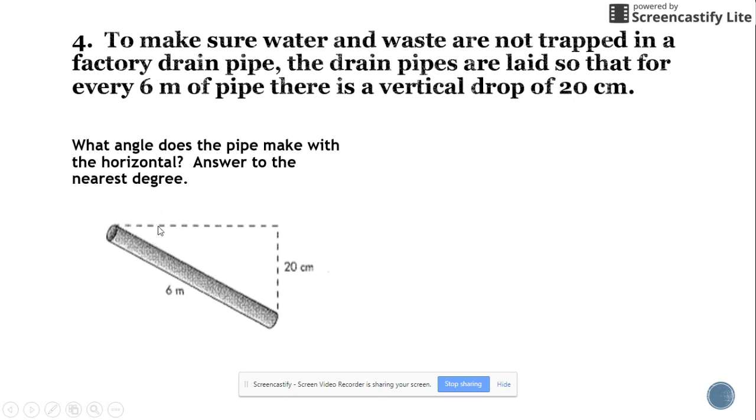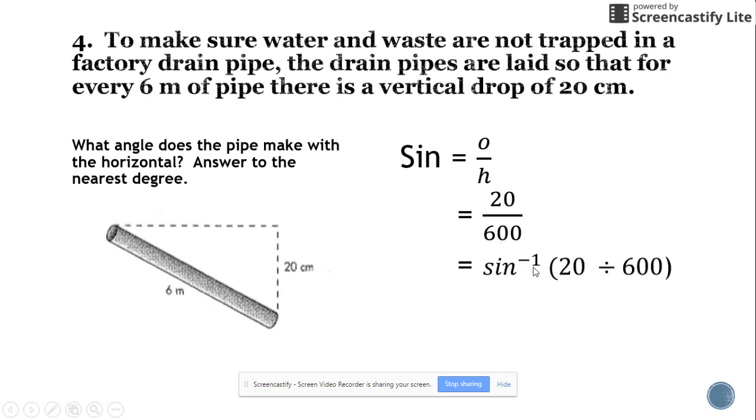Now, before we can even carry on, we've got to look at something. This is in centimeters. This is in meters. Okay, so we've got to make them the same. So we go sin O over H. We put 20 over 600. We make them both into centimeters. So our opposite over our hypotenuse, 20 over 600. Remember, they want to know the degree. So we go sin dash 1, 20 divided by 600. Get our answer. And then we round it to the nearest degree, because that's what it says. And we put the degree sign. Okay, good one.